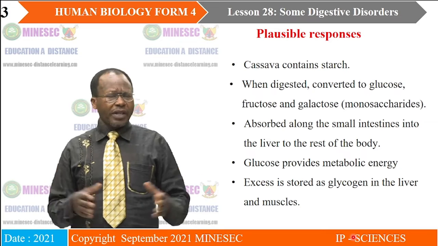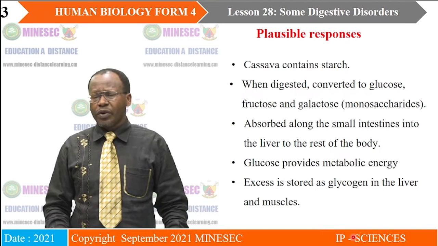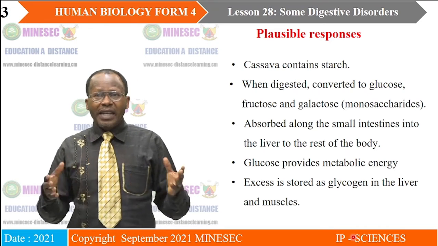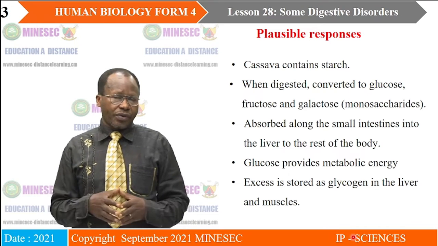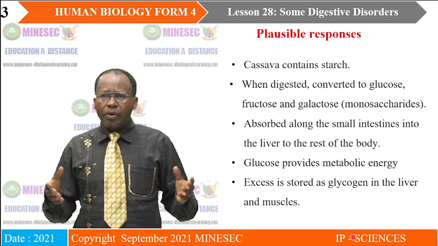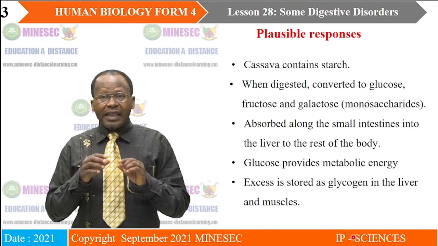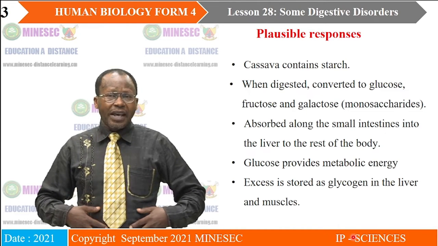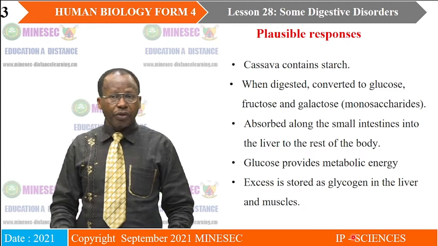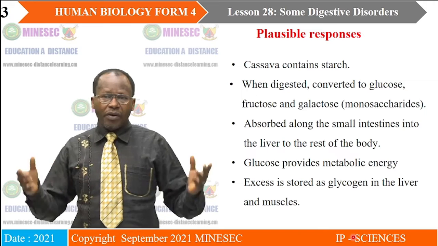If you had done these findings, you would have come up with a lot of responses. Some of these plausible ones could be as follows. Cassava contains starch, and we understand that when starch is digested, it is first converted into maltose and then to glucose. And also, the end products will be fructose and galactose, which are monosaccharides. And this takes place in the alimentary canal, specifically in the ileum. This is where the digestion of starch ends. When it has been completed, they are absorbed into the intestines and carried by blood into the liver and other parts of the body.